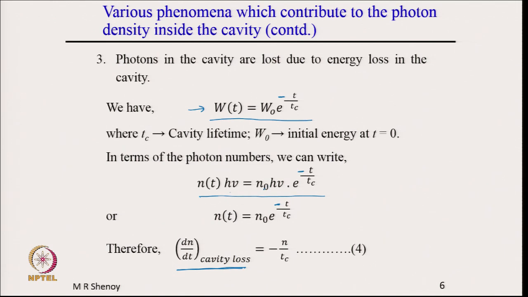n0 corresponds to the photon number corresponding to the initial energy W0, and therefore h nu cancels and we have n of t is equal to n0 into e to the power minus t by Tc. Now, we can differentiate this: dn by dt, the rate of change of n, is simply equal to minus n by Tc. So, equation 4. That is the third component contributing to dn by dt.